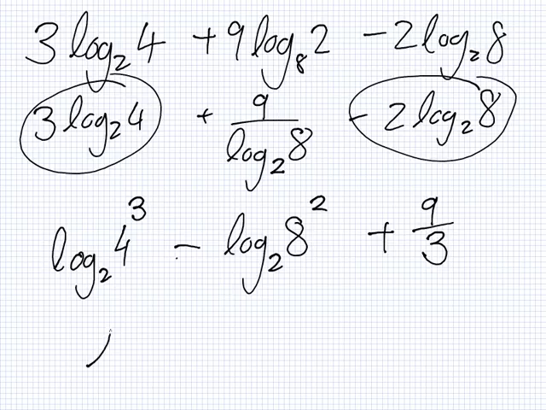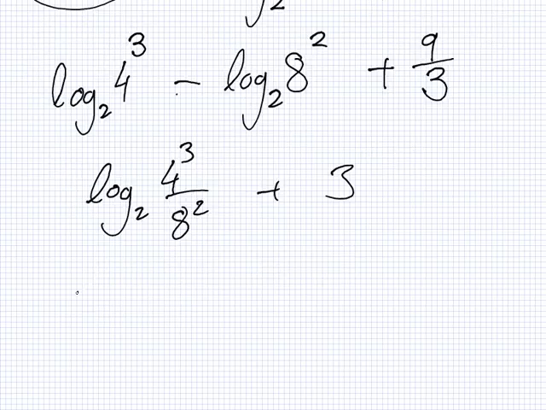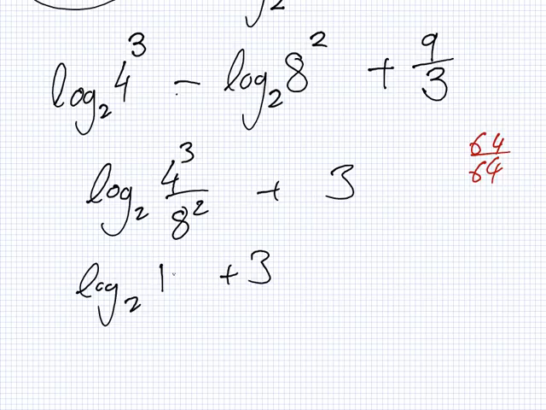The second rule. So this is log base 2, and on the top is 4 cubed, and on the bottom is 8 squared. And this here is 3. Okay, so on the top, what is 4 cubed? That's 64. Oh, and the bottom is 64 as well, isn't it? So this is just log base 2 of 1. And what is log base 2 of 1? Yeah. So the answer is 3.